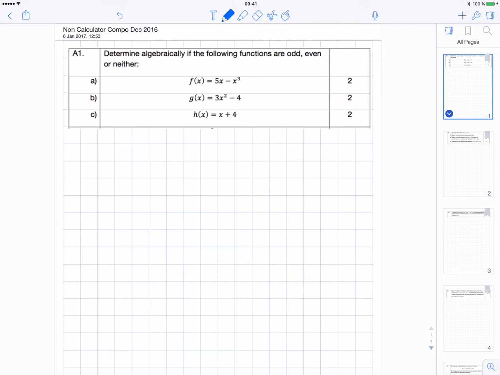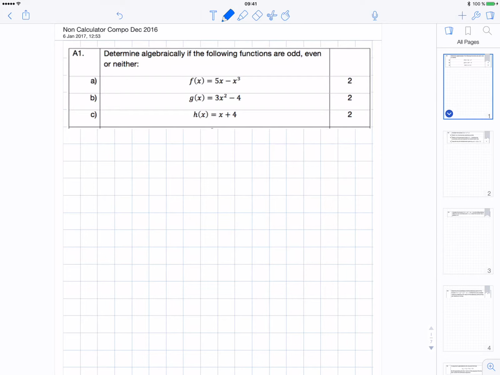Hi everybody, this is the work solutions, and also something to put you to sleep, I'm sure, because you probably find it incredibly boring, but the work solutions of the non-calculator Compo from 2016. I hope you did quite well with this. So we'll start with A1.